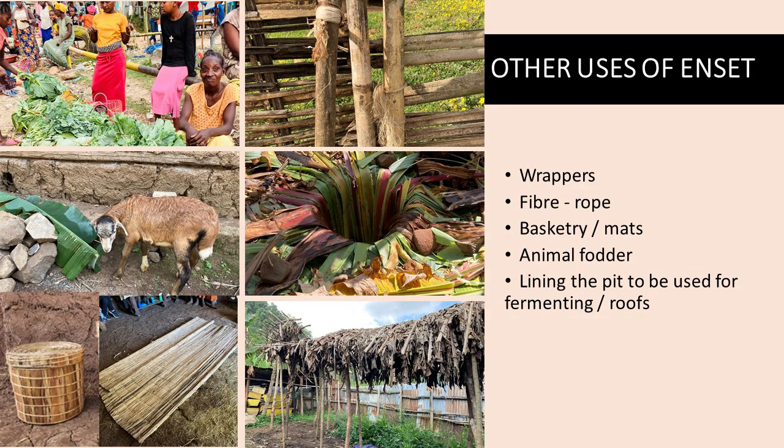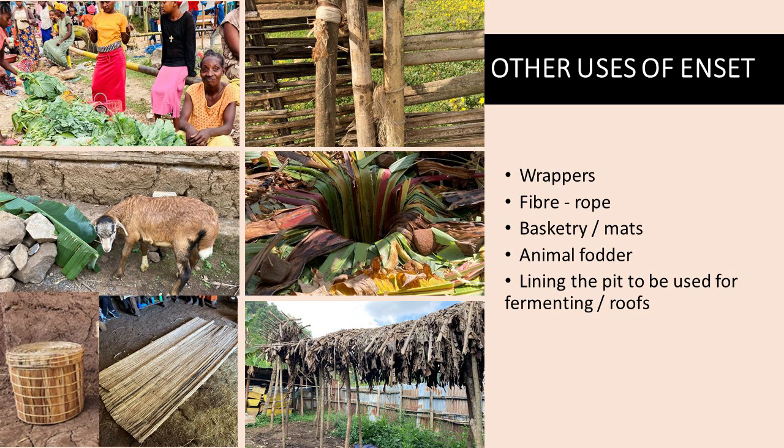So the other uses of enset, which, like I said, they use the entire plant. So you can use it for wrapping. You go to the market, and most of the produce in the markets are wrapped in enset leaf. You also use it for fiber or rope. So again, you walk around the villages, and enset is available everywhere. They use it for everything. They don't discard any part of it. The leaves are used for fodder.